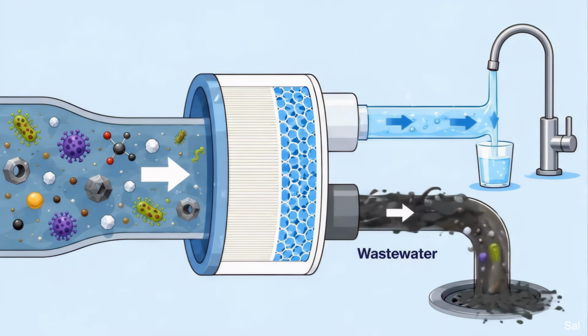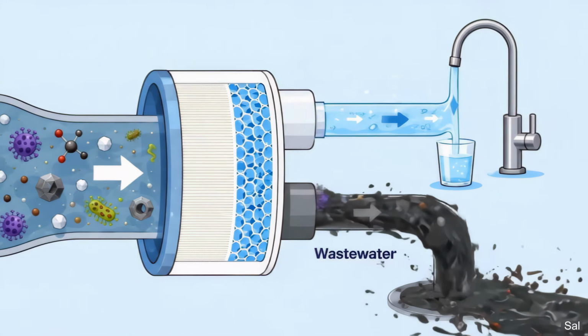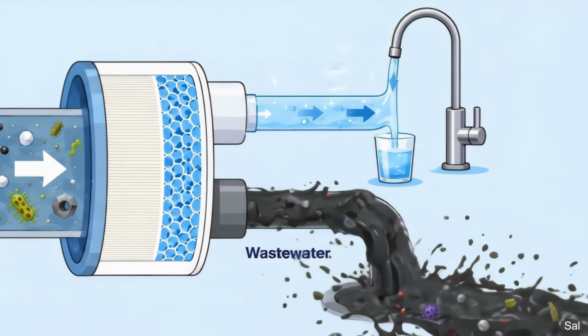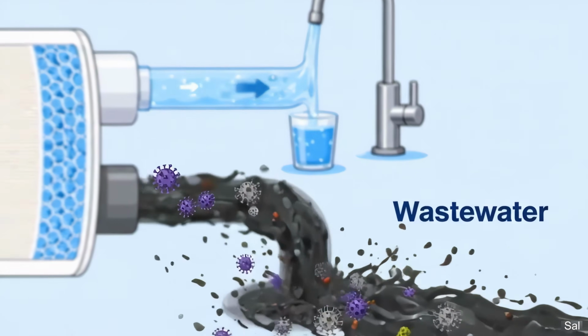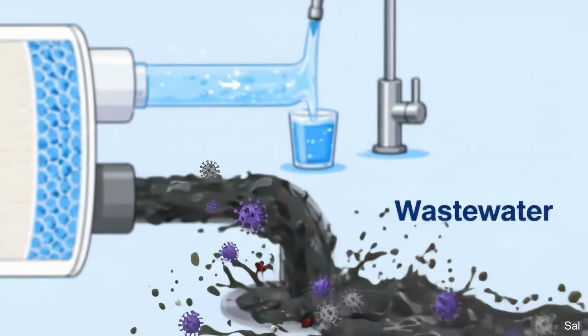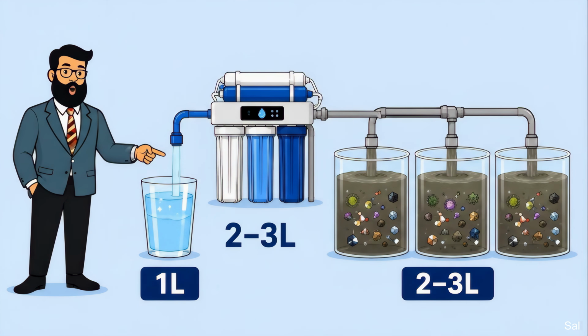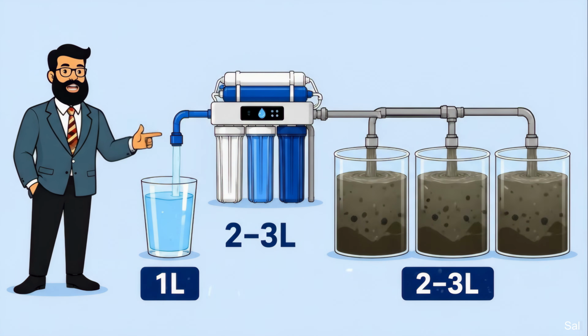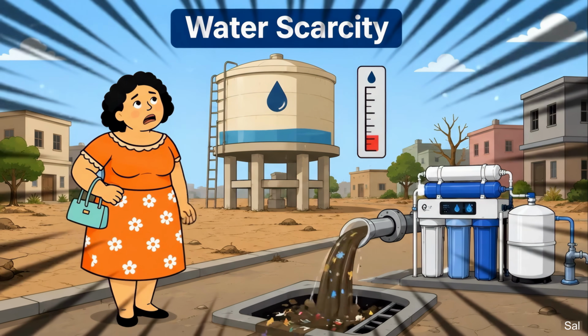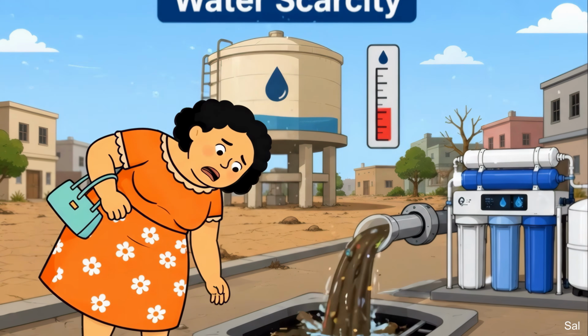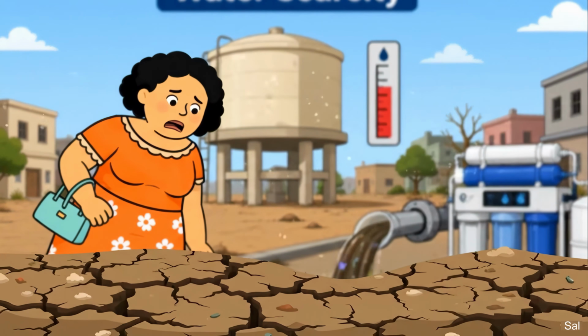First, it creates significant water wastage. Because the membrane separates pure water from contaminants, the rejected pollutants have to be flushed away continuously to keep the membrane from clogging. For every single liter of pure drinking water an RO system produces, it can reject up to 2 to 3 liters of wastewater. If you live in an area with water scarcity, this is a massive environmental and practical concern.